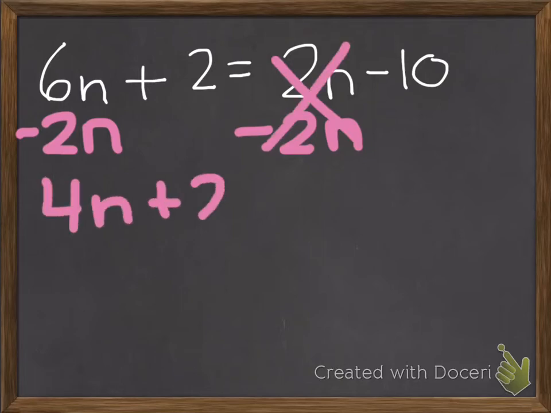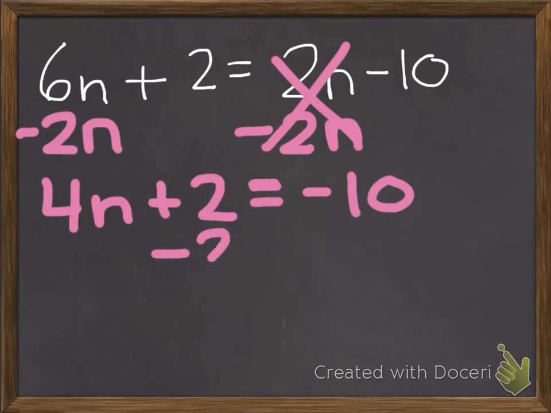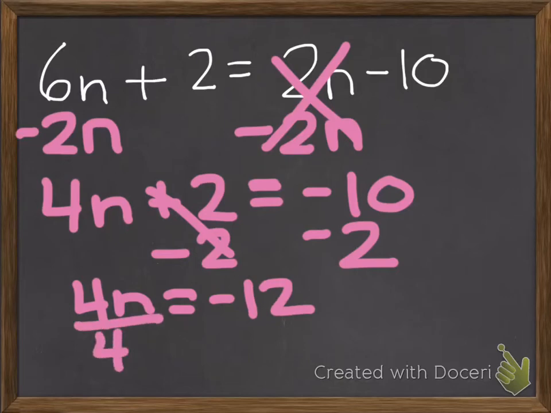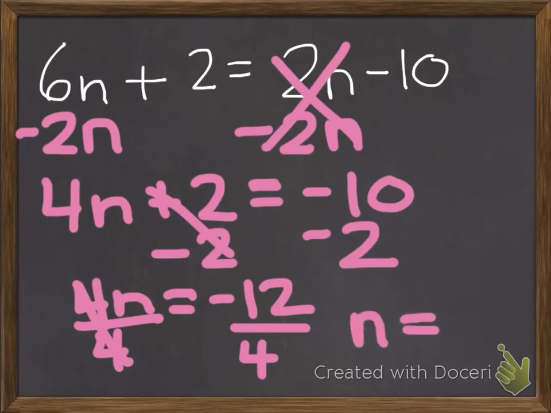Now I have 4n plus 2, and the minus sign goes with the 10, so now I'm bringing this down as a negative 10. Now I would combine my number terms. So I'm going to cancel out the 2 by subtracting, and I get 4n equals negative 12. Then I would finally divide by 4, because I want to get the n by itself, and I'd have negative 12 divided by 4, which is negative 3.